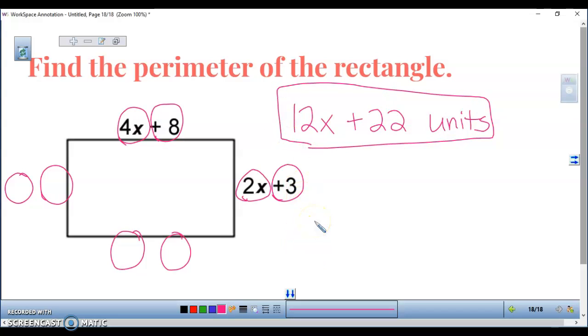So that's finding the perimeter of a rectangle. And this could be of any shape. It could be a triangle, it could be a square. You just add all the sides and combine like terms.